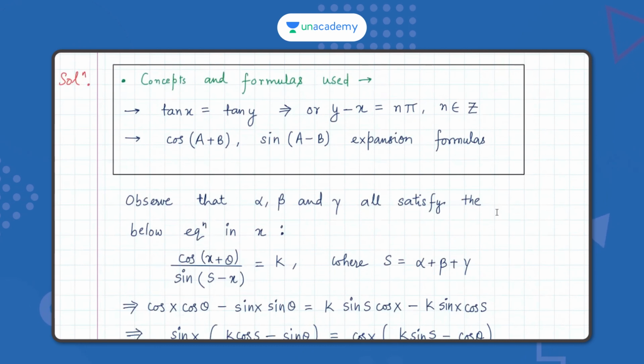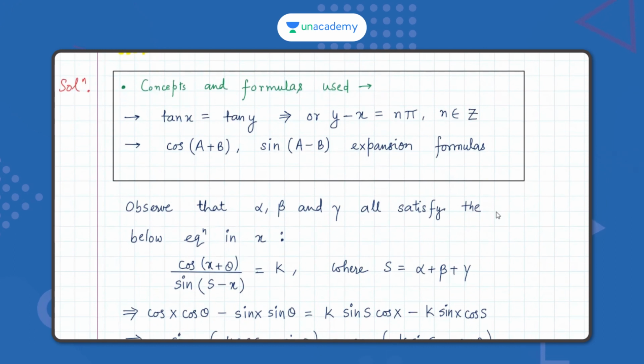Observe that alpha, beta, and gamma all satisfy the given equation in X. Now, this is probably the most important part in the entire question, because after that, the question is pretty easy. So, observing this fact probably might have been the toughest thing for the students to do. Now, the thing is that alpha will satisfy this equation in X, beta will also satisfy, and gamma will also satisfy. Now you might be wondering why.